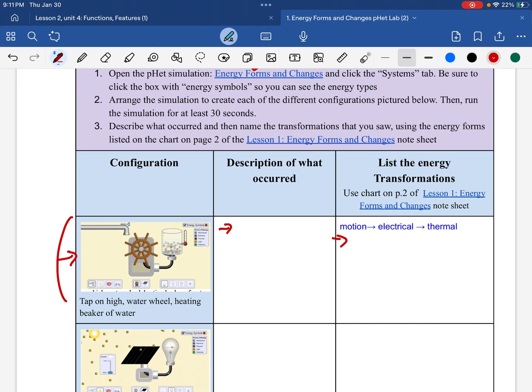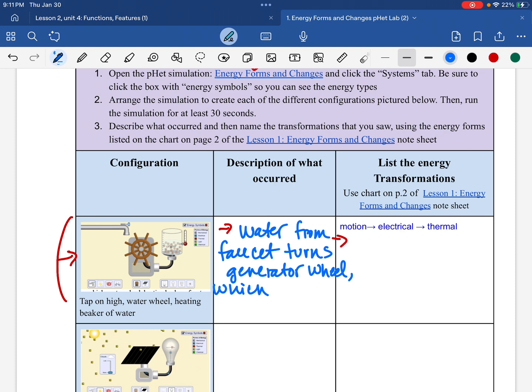So we can describe what happened. Water from faucet turns generator wheel, which generates electricity, which heats water. Okay, so there's our description, right? And then we're going to do the energy transformation.